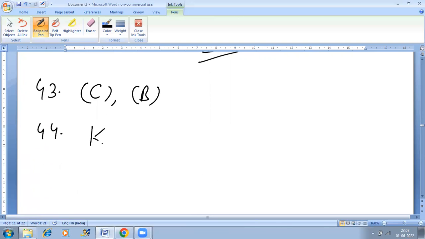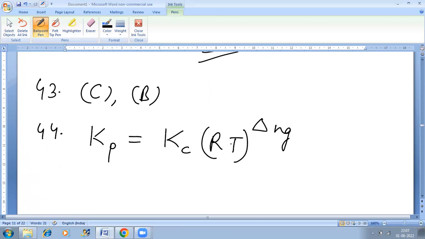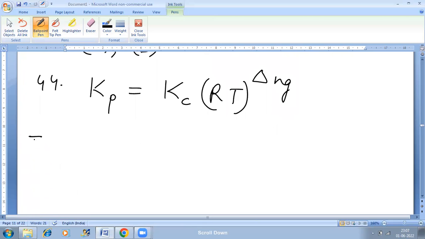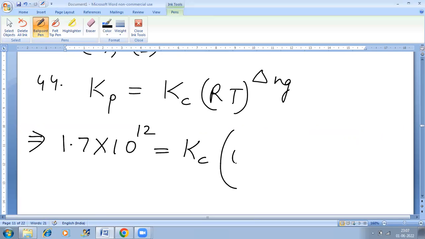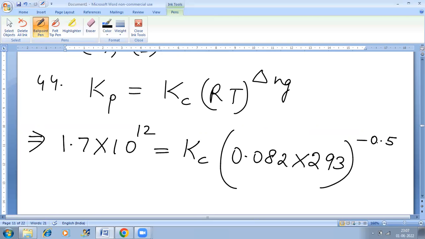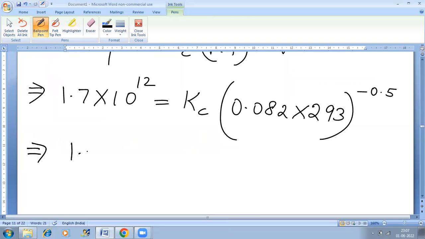Kp is given. We know that Kp is equal to Kc into RT to the power of delta Ng. Kp is given as 1.7 into 10 raised to 12. R will be 0.082. Temperature is given as 20 degrees Celsius, that is 293 Kelvin. Delta Ng is how much? 1 minus 1.5. That is minus 1. So 1.7 into 10 raised to 12 is equal to Kc.